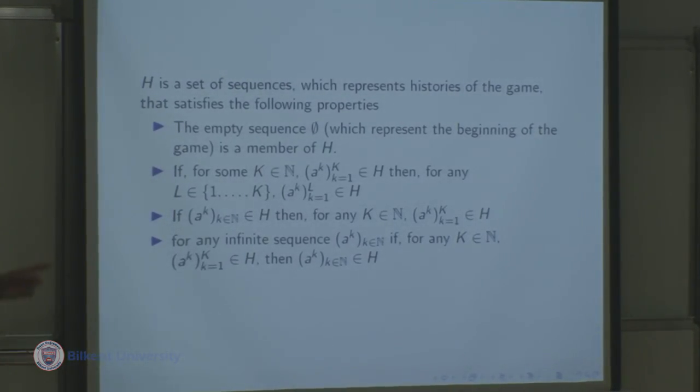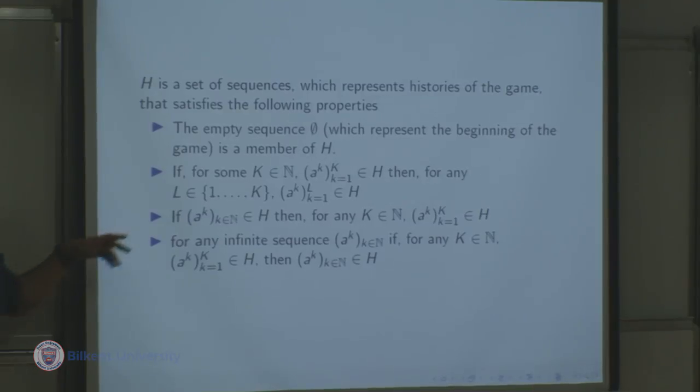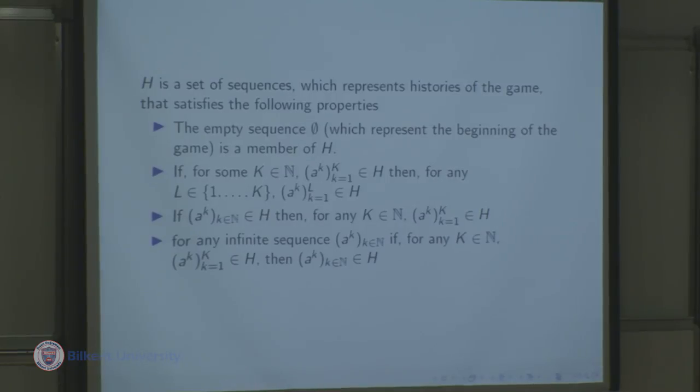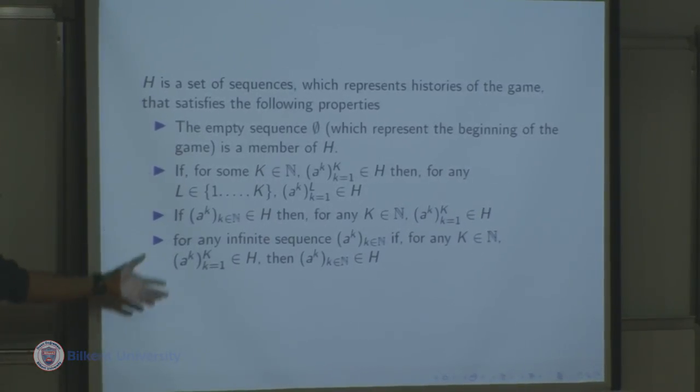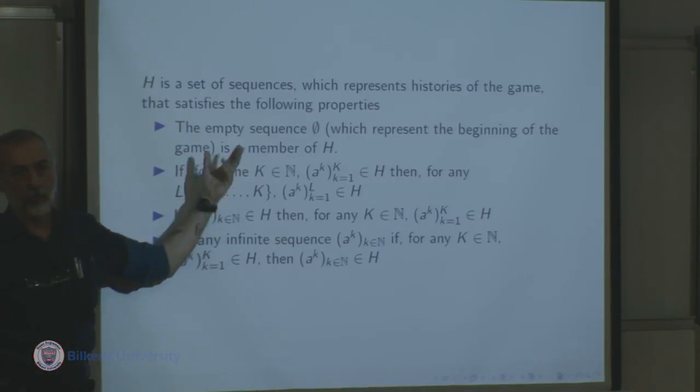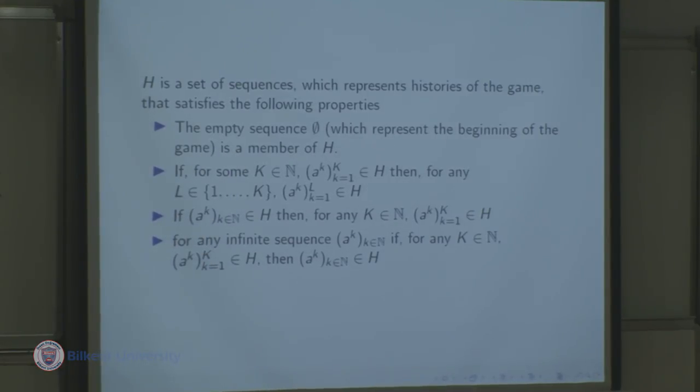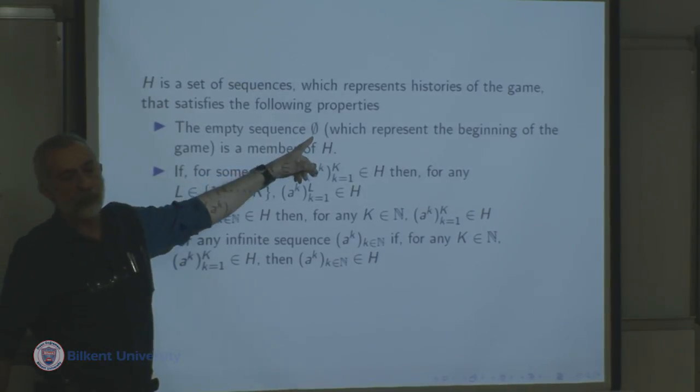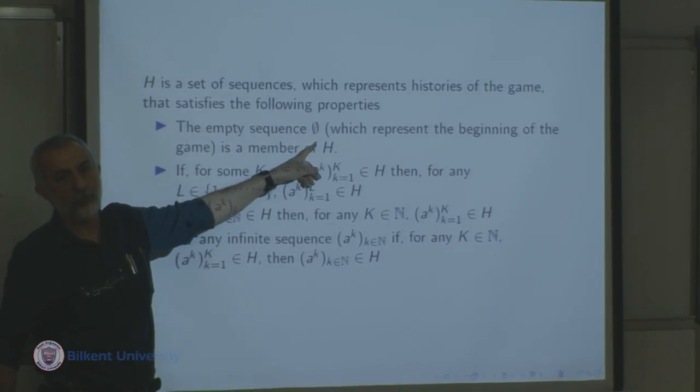It's a set of sequences which represent, by the way, I will send this to you so you don't have to write them. It's going to be a long list. So H is a set of sequences which represents the histories, what has happened in the game, okay? And this sequence, to be a meaningful list of histories, has to satisfy certain conditions, okay? First, when the game starts, nothing has happened, okay? That we denote with the empty sequence, okay?